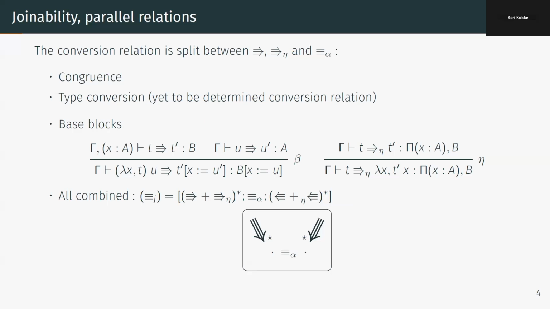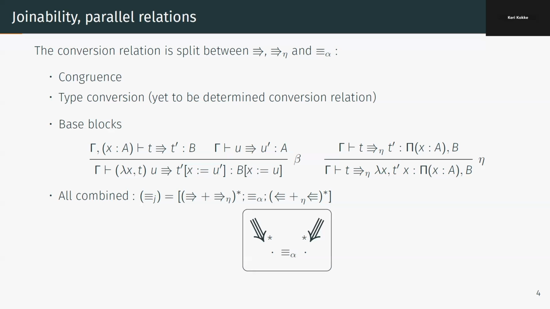So first, we take the specification for the type conversion, and we split it between different relations. So we are going to have parallel reduction, eta parallel reduction, and alpha equivalent. All of these, by virtue of them being parallel, will have congruence rules, type conversion, and also to note, type conversion, the most simple is to just instantiate it with the relation we're defining because it is a conversion.